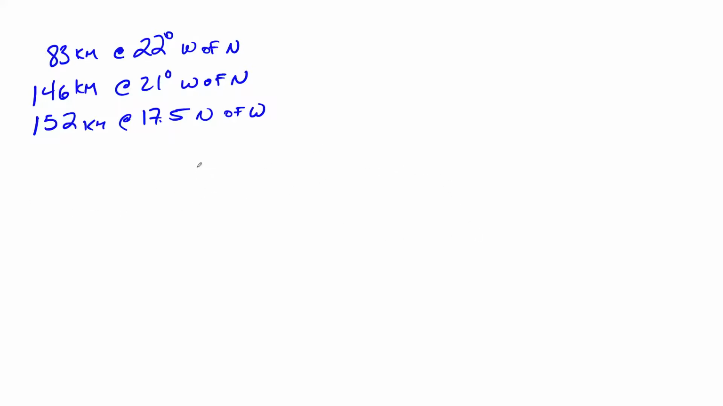Now, we either go north or west. So we're going to start with my compass rose here. We're going to start our initial compass rose, and I'm going to keep with blue. And we're going to go 22 degrees west of north. So if this is my north, this is 22 degrees. So we're taking this way. At the end of this vector, the magnitude here is 83. So I'm going to put 83.